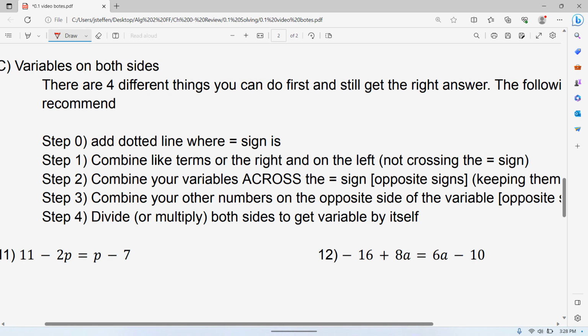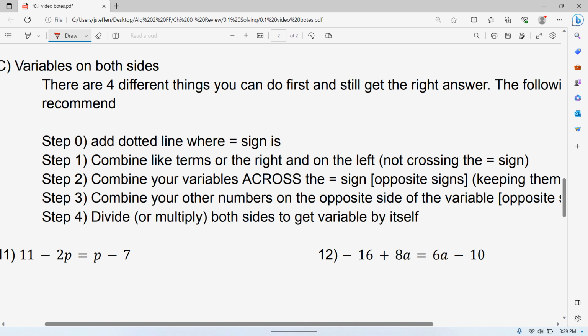So these are now variables on both sides, so they're multiple step equations. There are actually 4 different ways you can do all these, and you'll still get the right answer. It doesn't matter which way you go first. But these are the ones I always recommend. I think it's easier this way, and you can do some of it my way and finish it your way, or whatever you want to do. Just make sure you're showing work so I know that you are doing this logically.